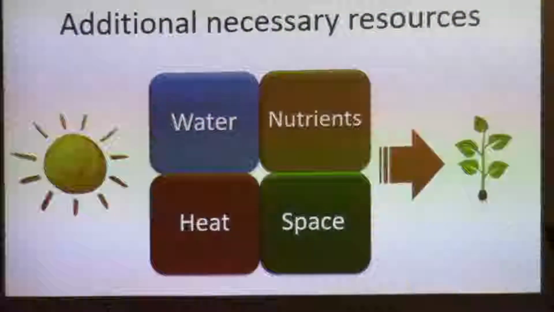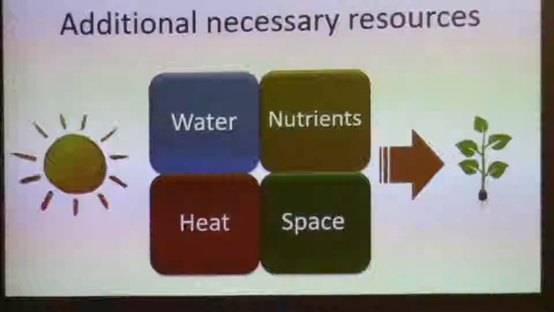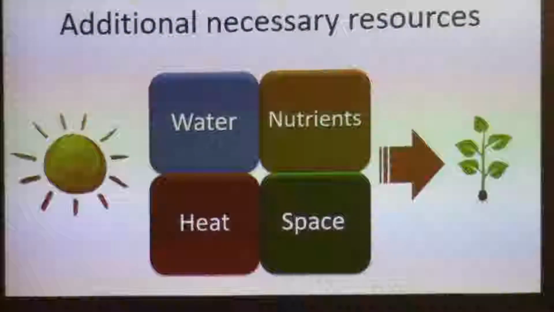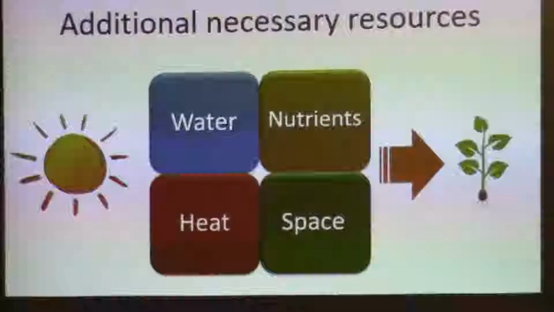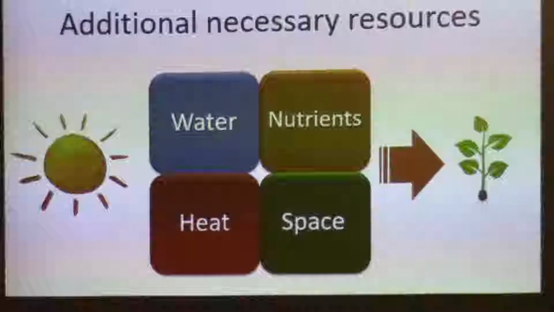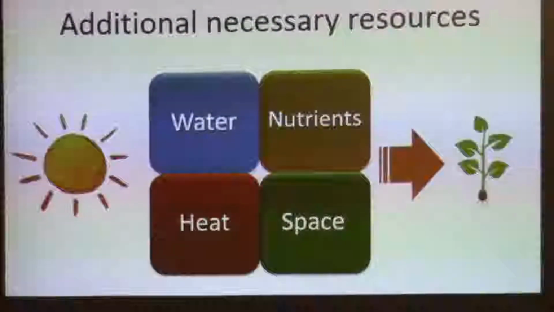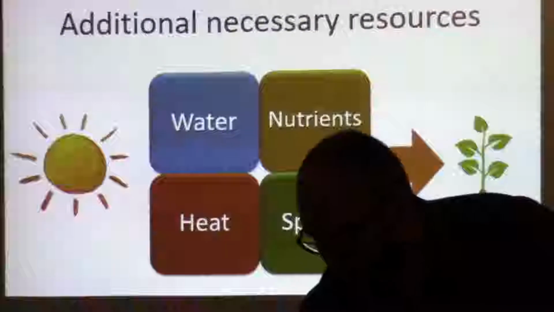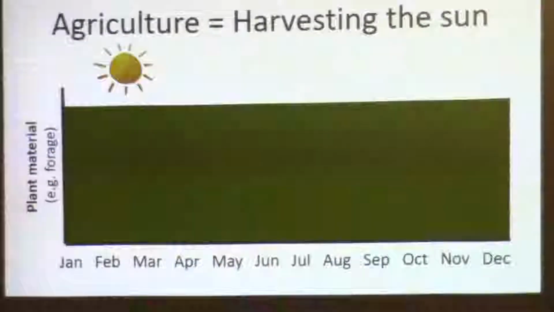Of course, you need some other things to make this work, right? You need the other resources that allow plant growth. You need water, you need nutrients, you need heat to enable those biochemical reactions to occur, and then you need space for those plants to exist and grow in. Now, ideally, we would harvest the sun all year round through plant production, right? That would be the ideal. That would be food security.